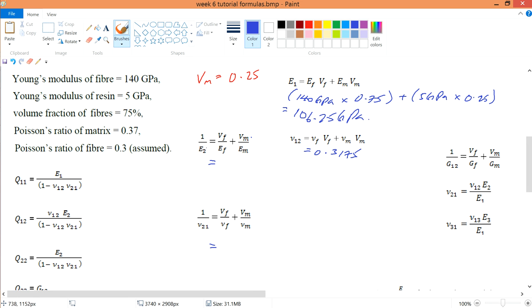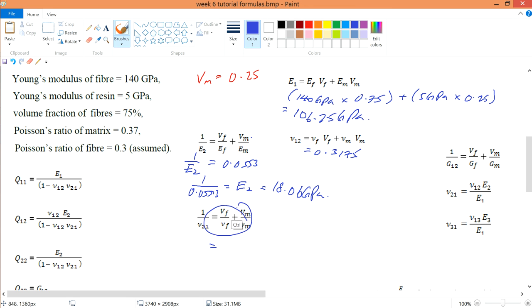So it's easier for you to memorize. But what I just want to convey here is, after I add them up together, I have 0.0553. So 1 over E2 equals this. So when you want to find E2, you take 1 divided by 0.0553, which equals E2. So please remember to invert the fraction also. It's a very common careless mistake that people always make. So once you get this, you should get about 18.06 GPa.